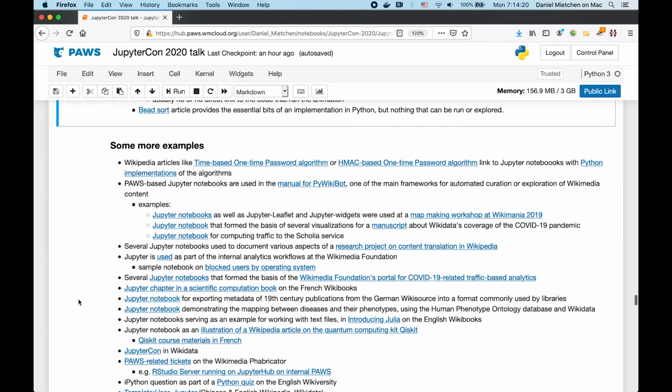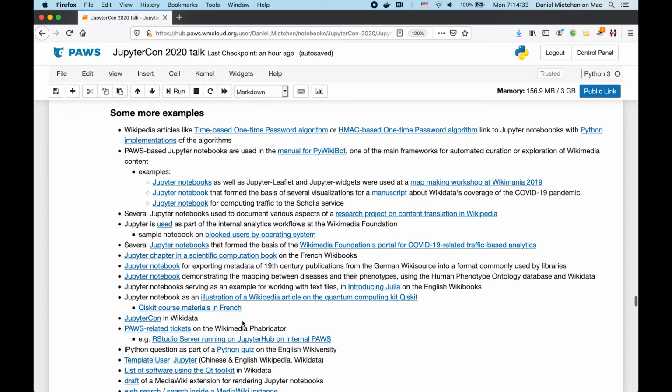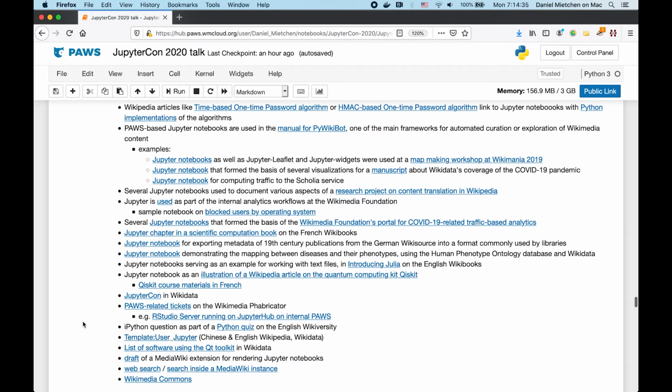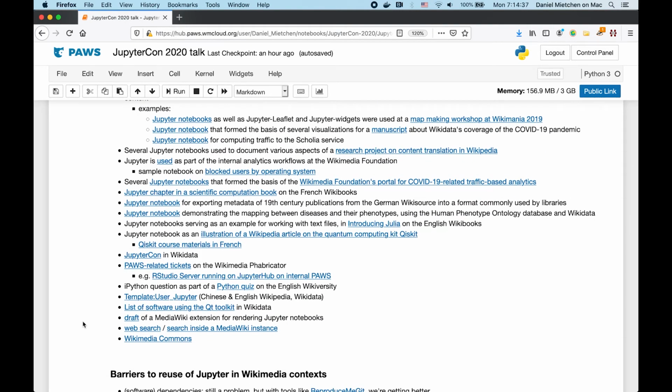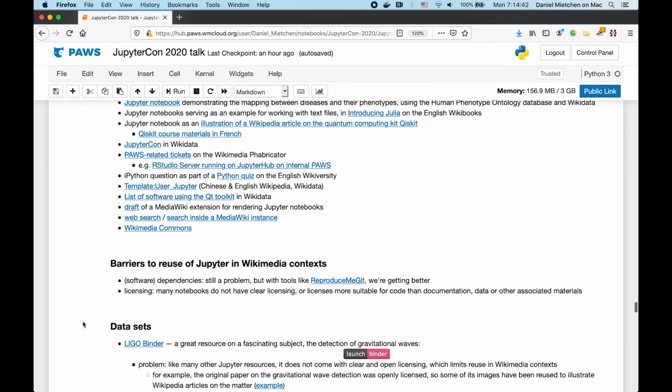So then here I have a collection of other examples of where Jupyter resources pop up in the Wikimedia universe, from the Wikimedia Foundation to French Wikibooks and German Wikisource, or Wikimedia Phabricator and Python Quiz and user templates, all of that. I encourage you to look through that. Yeah, we have to move on.